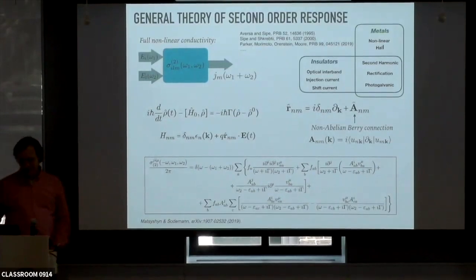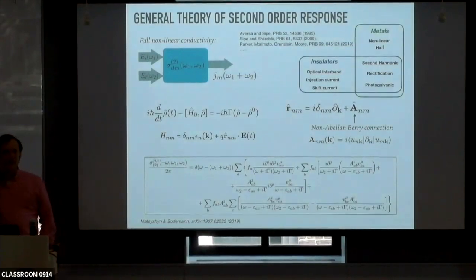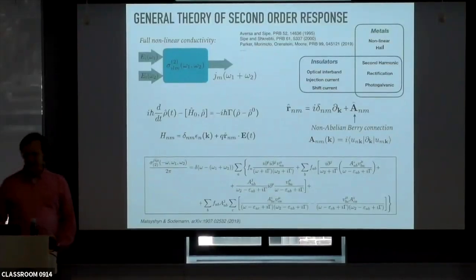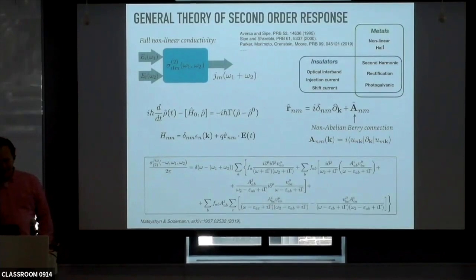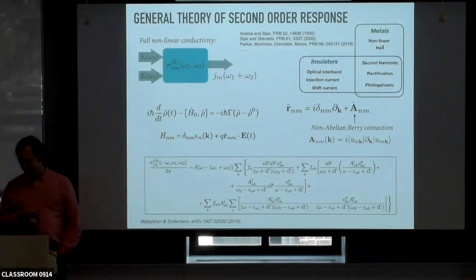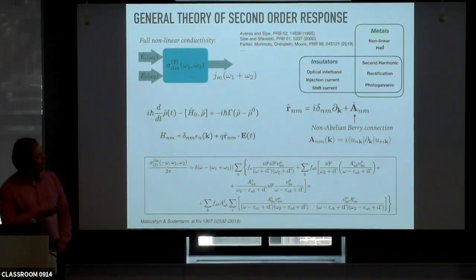Right, so what I just showed you is basically the simplest kind of single band picture for how to think about this effect. What we did in this more recent paper was to develop a very general second order theory of transport and optical effects in any band structure.